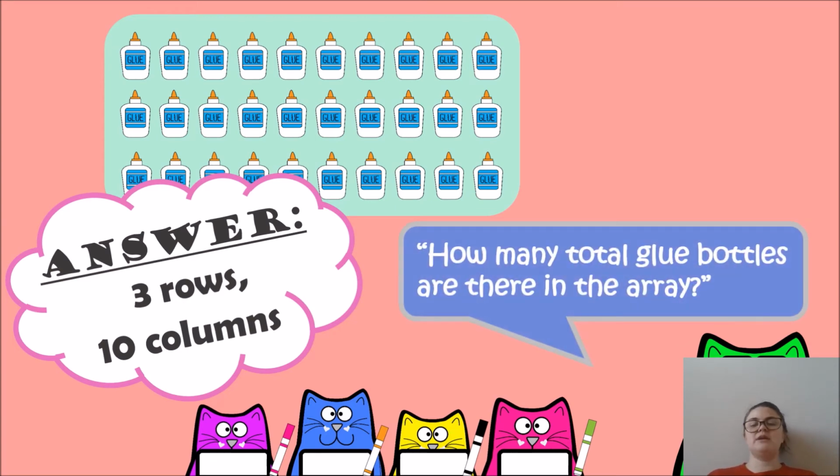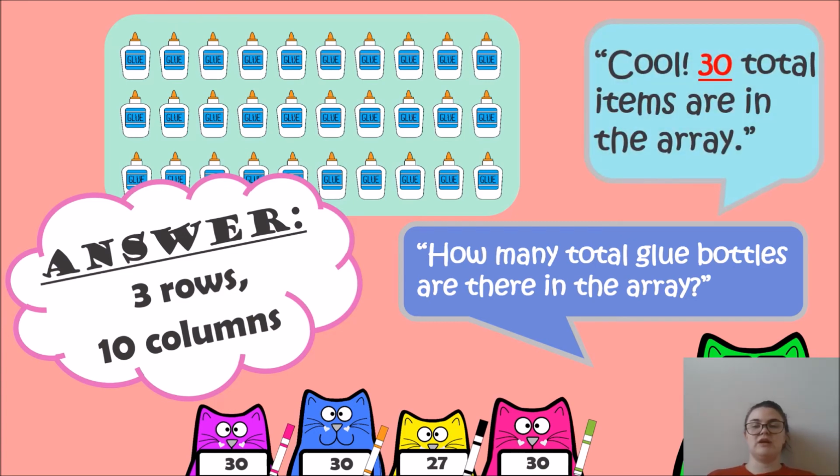How many total glue bottles are there in the array if we have 3 by 10? If I were you, I would count by tens. 10, 20, 30. The answer is 30. Cool. 30 total items are in the array.